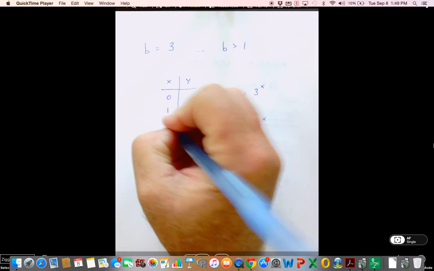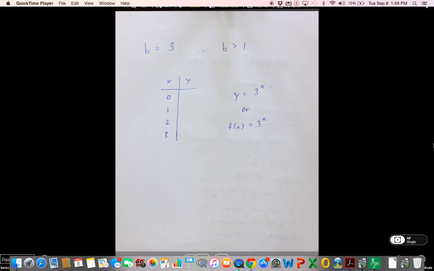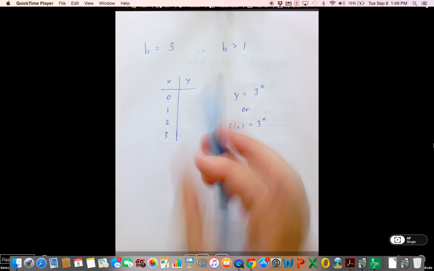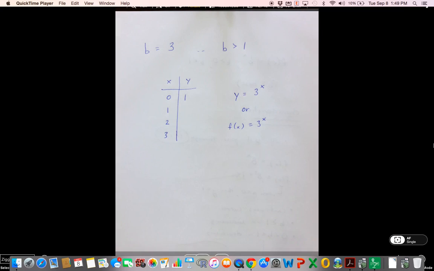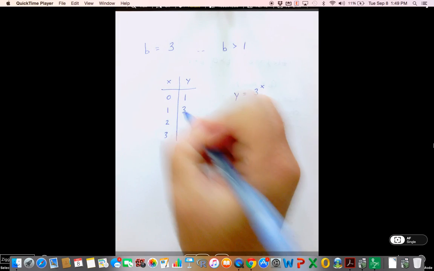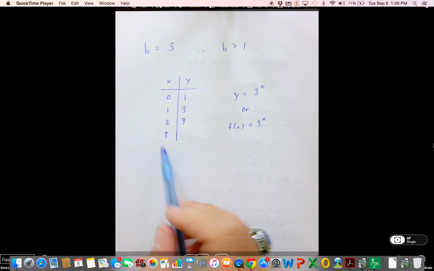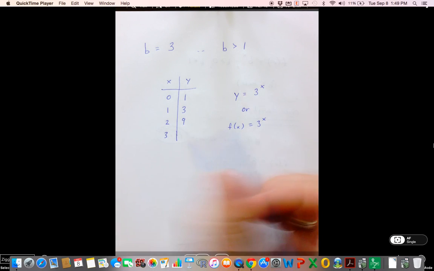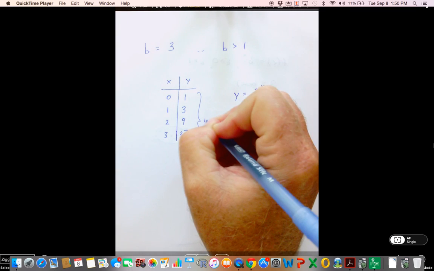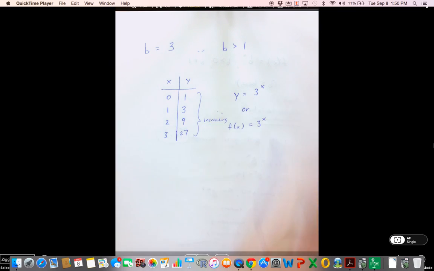So I can look at some values. Well, from what I said before, when x is equal to 0, we know it must contain the point 0, 1. When I put 1 in here, I know I get 3. When I put 2 in, I get 3 squared, which is 9. And when I put 3 in for x, I get 3 cubed, which is 27. Clearly increasing.